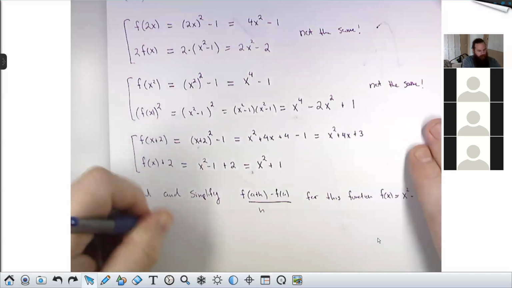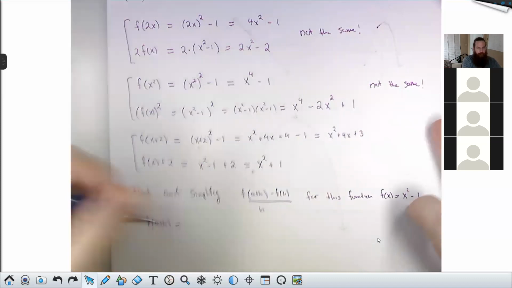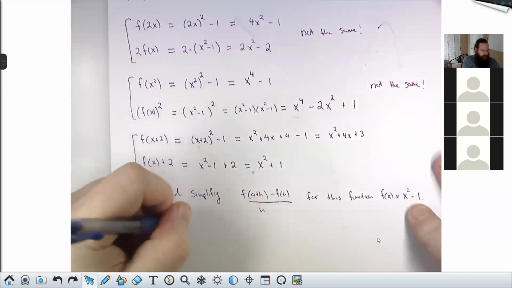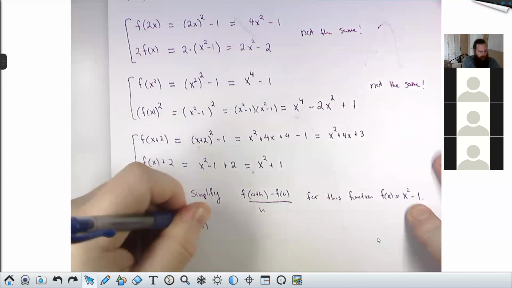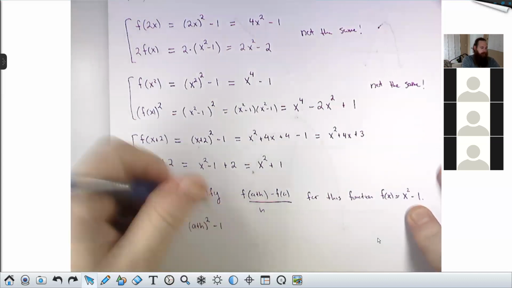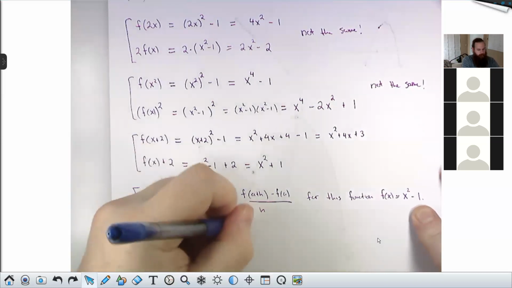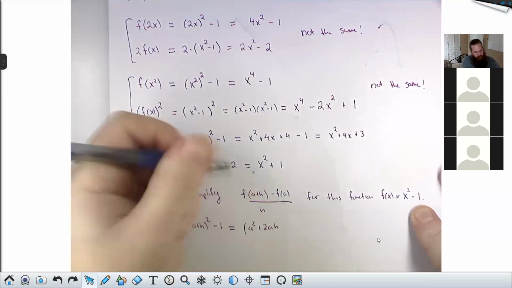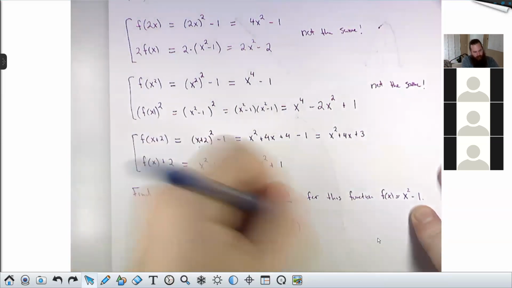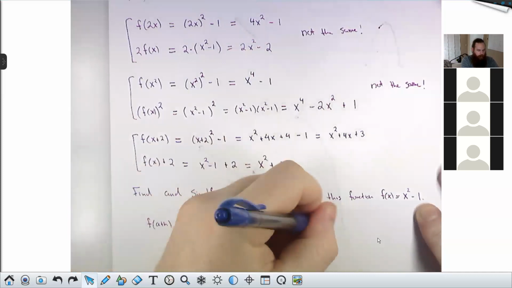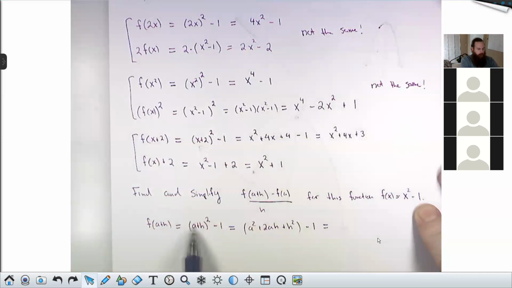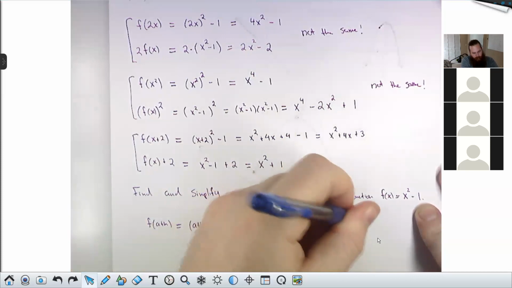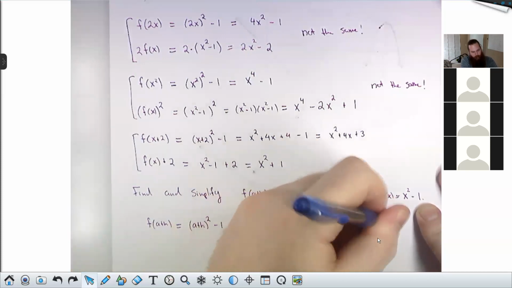F of a plus h, I get that by taking my formula for f, which is over here. And everywhere there's an x, I write parentheses a plus h instead. So this is a plus h all squared minus 1. That's, if I FOIL this out, a squared plus 2ah plus h squared minus 1. And now we can really get rid of these parens because we've done all of the exponent work there. So this is just a squared plus 2ah plus h squared minus 1.